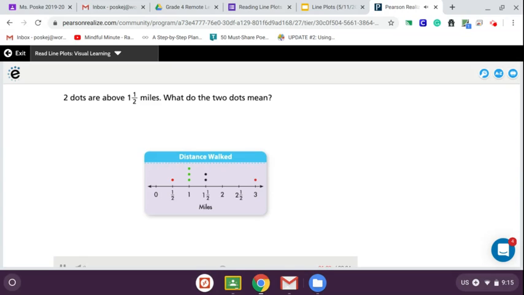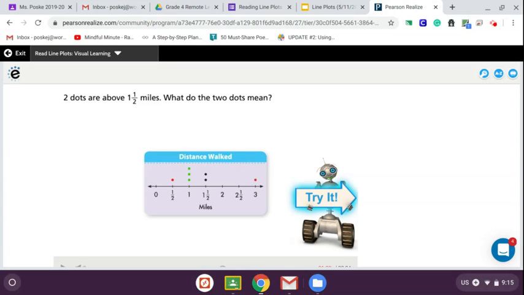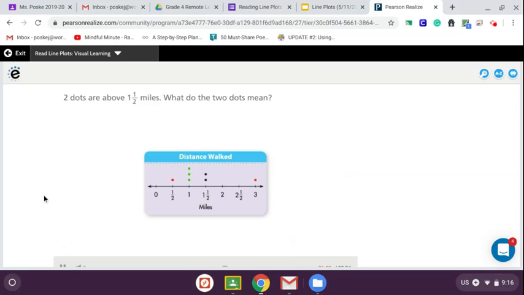What do the 2 dots mean? So this is important. What do the 2 dots mean? Well, it means that because there was like Sunday, Monday, Tuesday, Wednesday, Thursday, Friday, on 2 days he walked 1 1/2 miles. Eli walked his dog 1 1/2 miles on 2 days.